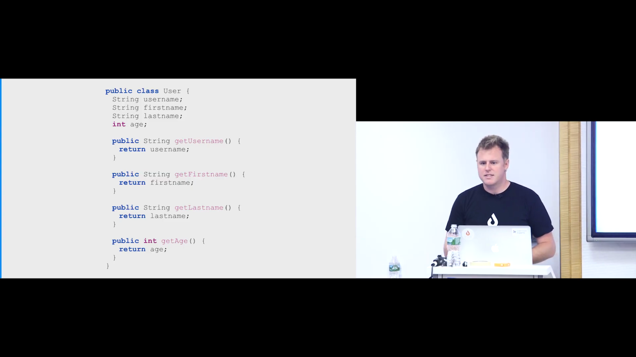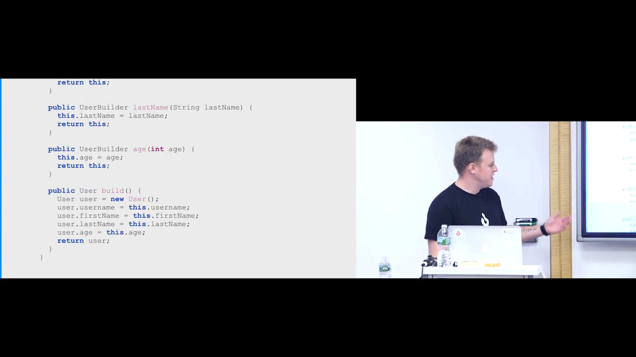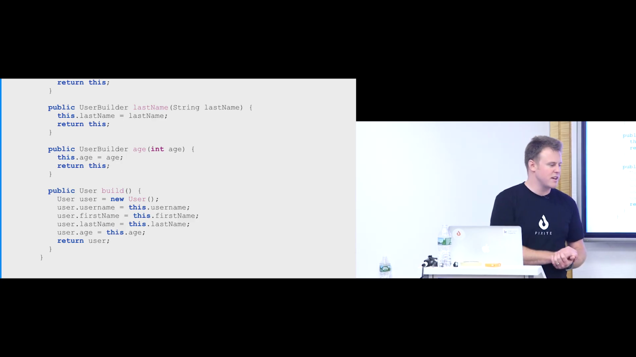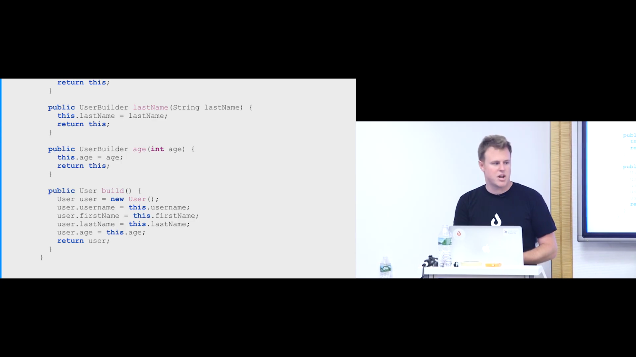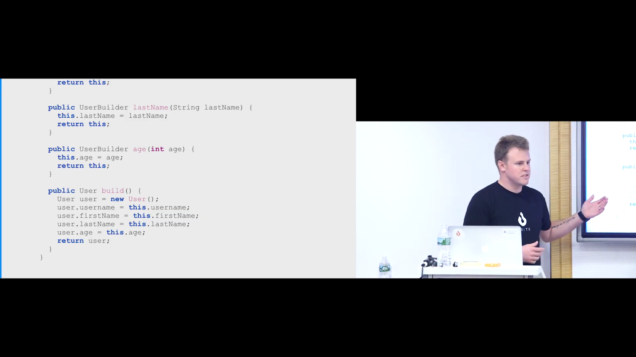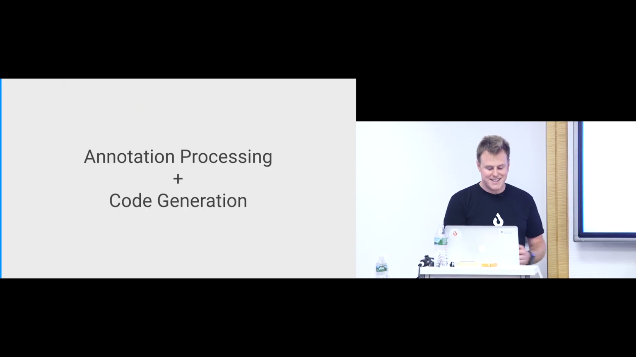But now, let's say that we want to make it really easy to construct these objects, right? So we make a builder. Everyone loves builders. Well, here's a builder for this class. It just keeps going and going and going for this very simple class, right? So what I'm going to talk about today is a way that we can use some tools in the Java compilation process to write this code for us. And we're going to do that using annotation processing and code generation.